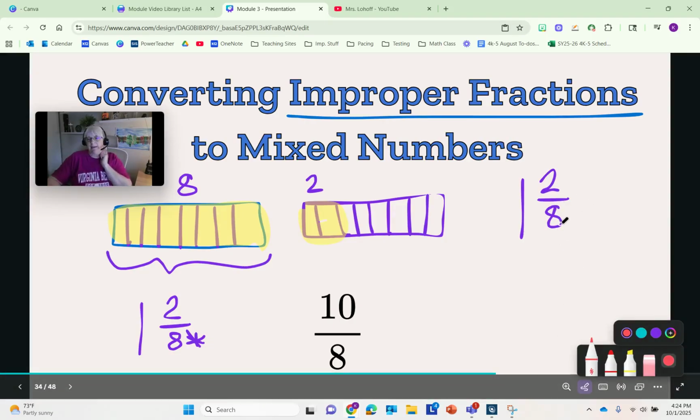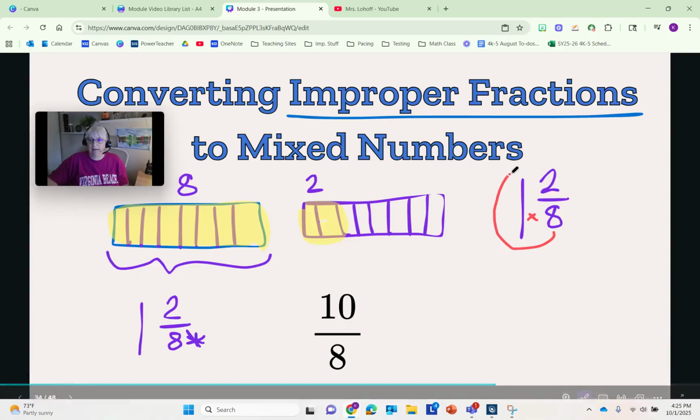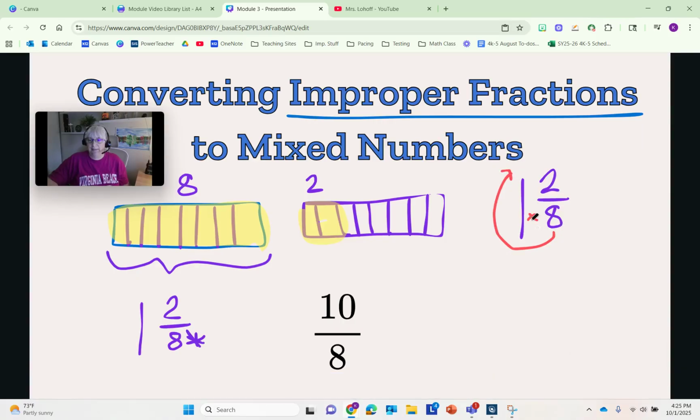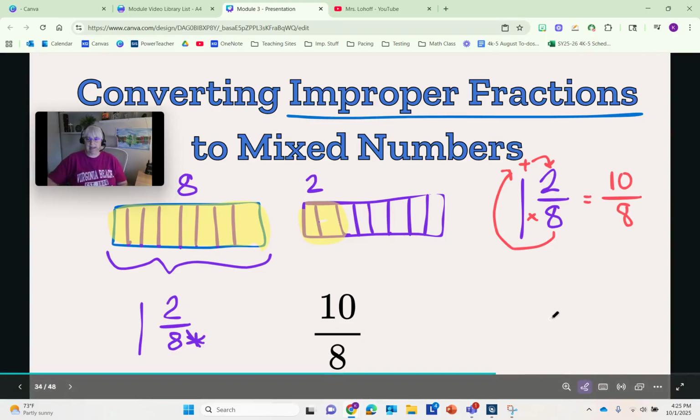To take a mixed number and turn it into an improper fraction, I'm going to multiply, and it goes around this way. I multiply the denominator by the whole, because I have that many pieces in each whole. In this case, it's 8. And then we're going to add the numerator, 10. So 8 times 1 is 8, plus 2 more is 10. And the denominator stays the same because each of those sushi trays is cut into 8 pieces.